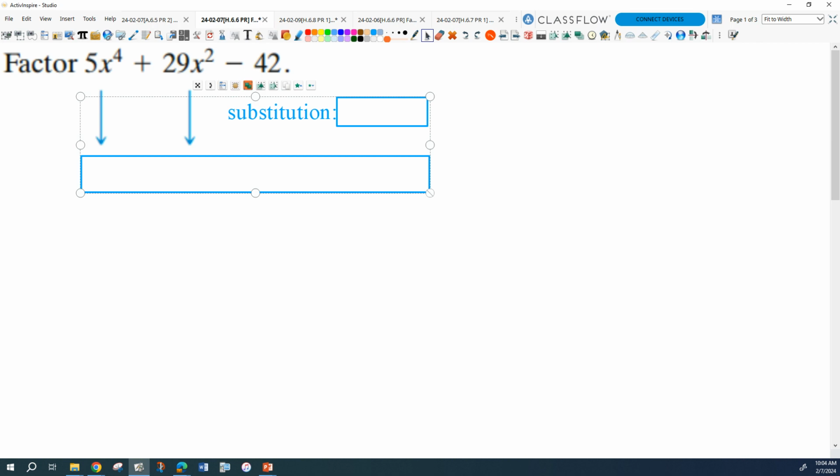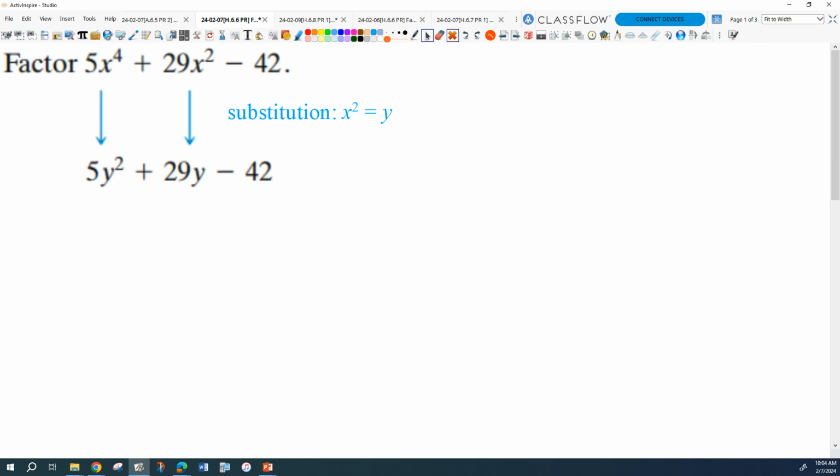So if we did something like that, like we call it y if you want to, x squared equals y, then this would become 5y squared, and that would just become 29y, and now all of a sudden this looks like a normal, regular trinomial, right? Okay, so let's just review. How would we solve this trinomial from yesterday?